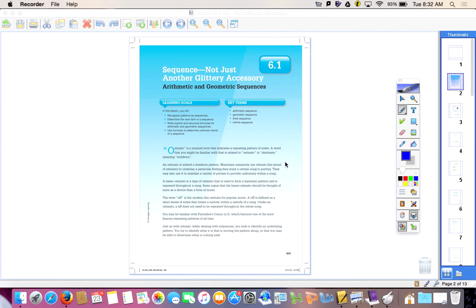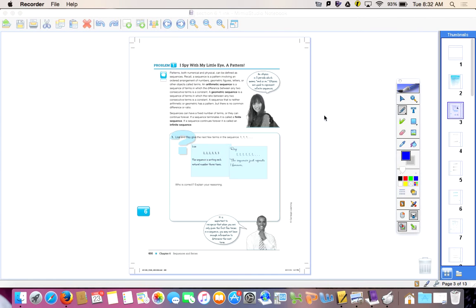Okay, today we are covering section 6.1. So we are going to be looking at sequences. And if you missed class, you can follow along here. This is directly from your textbook. And if you didn't understand it in class, this is a great resource for you to listen again.